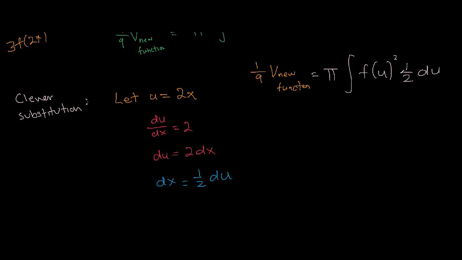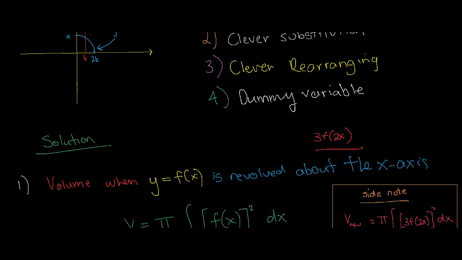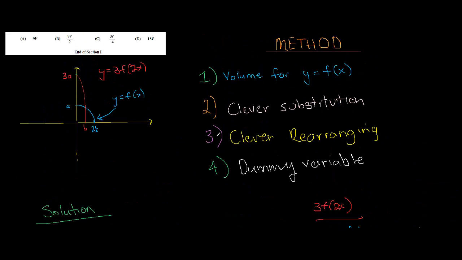Now, there's a half here, so I'm just going to times both sides by 2. So that'll go, and then I'm just going to put a 2 here. So we're going to get 2/9 times the volume of this new function. Beautiful. Equals pi times the integral of f of u all squared du. Now that's step 2 done. So now I'm going to go on to step 3. Or that is step 3 as well. Sorry, that's 2 and 3 all done.